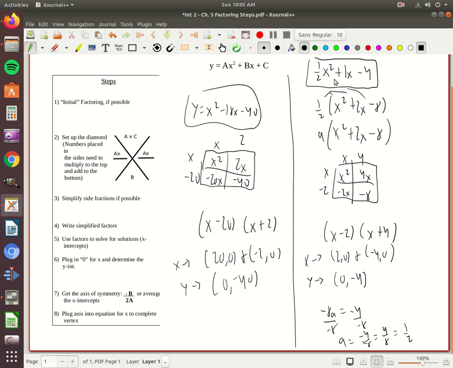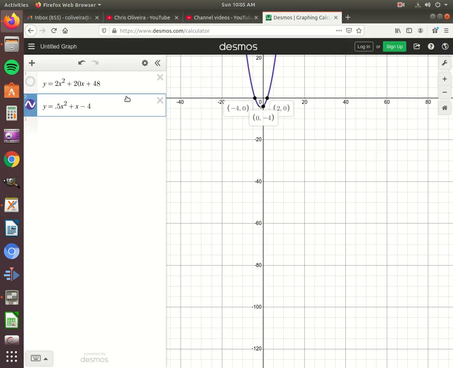And again, my equation needs to have x-intercepts of 2 and -4 and a y-intercept of -4. So if we go over here and see, you can see I already have that. So 1/2 x squared plus x minus 4. I have -4 and +2 for my x-intercepts and -4 for my y-intercept.